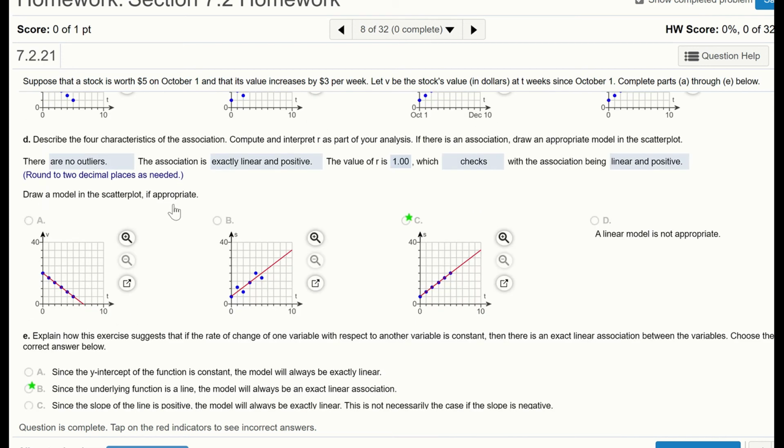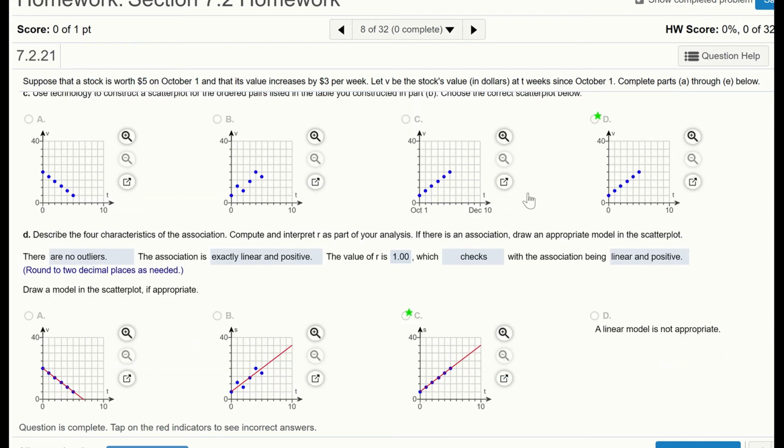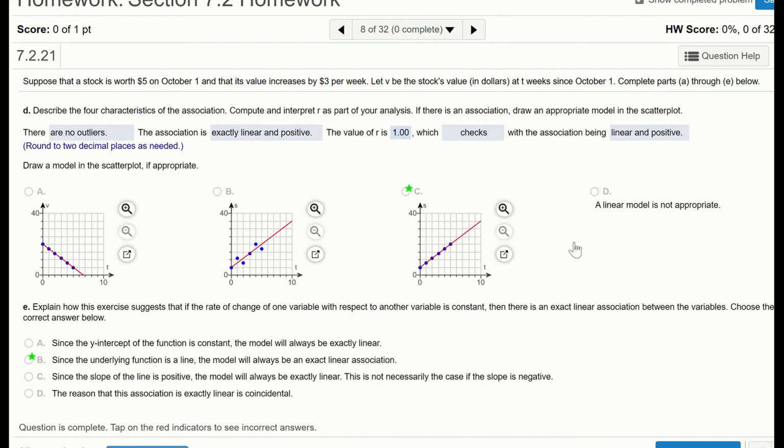Draw a model in the scatter plot. Of course, if we're going to draw a model here, that's going to be a very perfect model. It's going to be a straight line that's going to go right through it, right? Explain how this exercise suggests that if the rate of change of one variable with respect to another is constant, then there is an exact linear association. Because remember, when it's a constant rate, when you do the scatter plot, they become perfectly linearly aligned, and therefore the function describing them will be a straight line, and therefore it'll be an exact linear association.